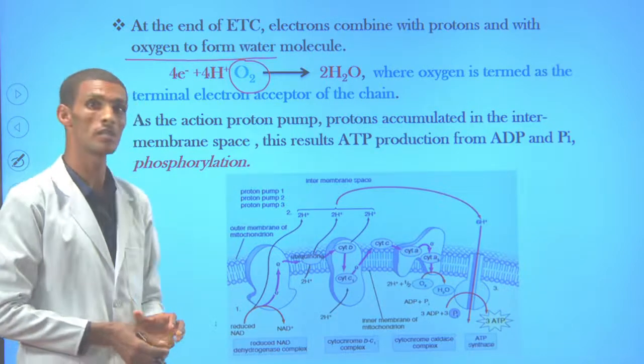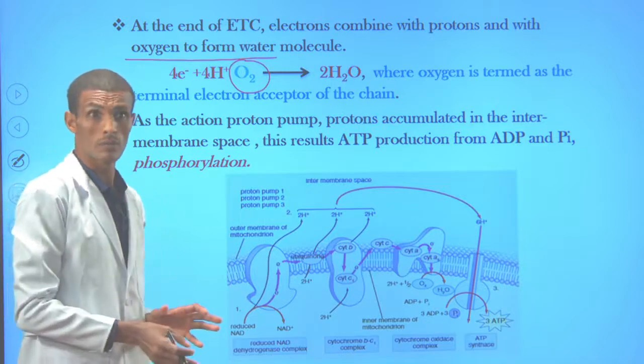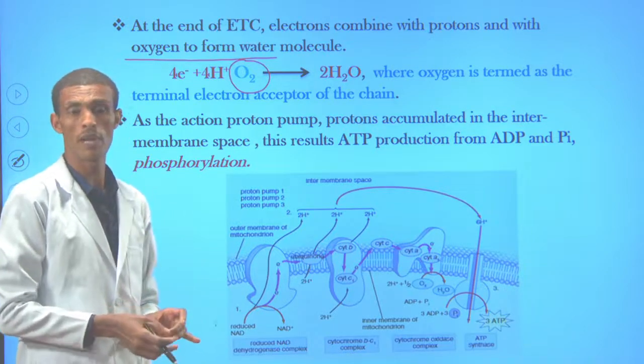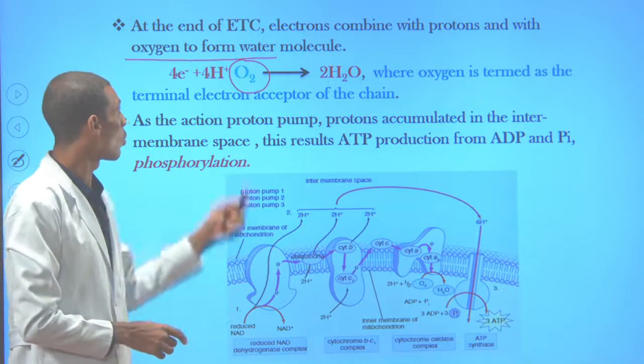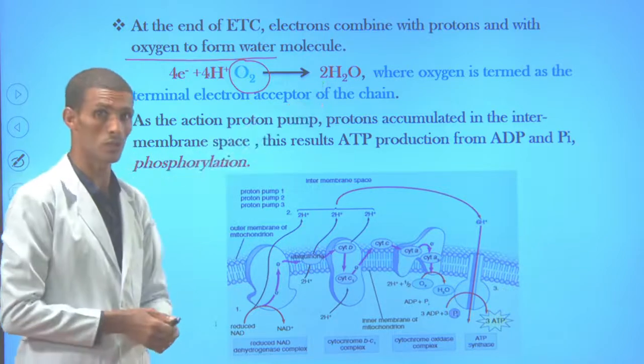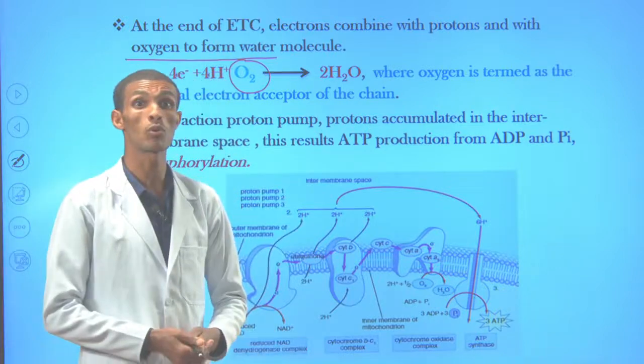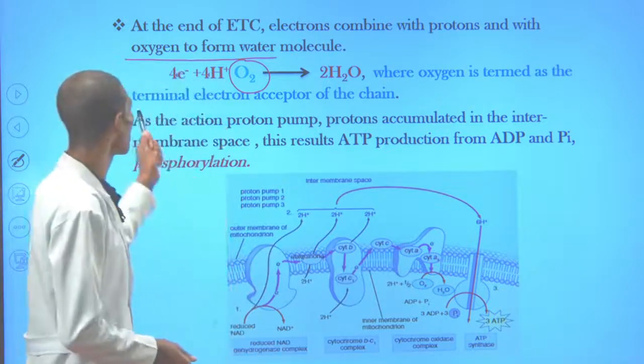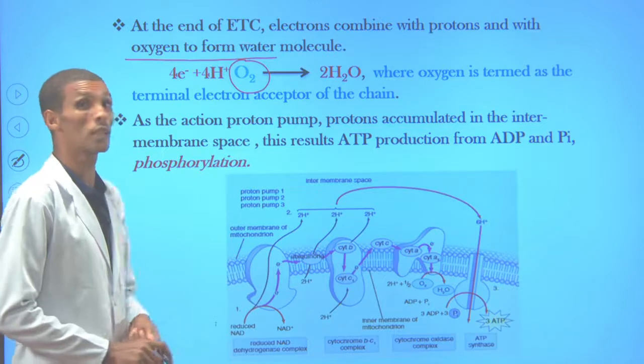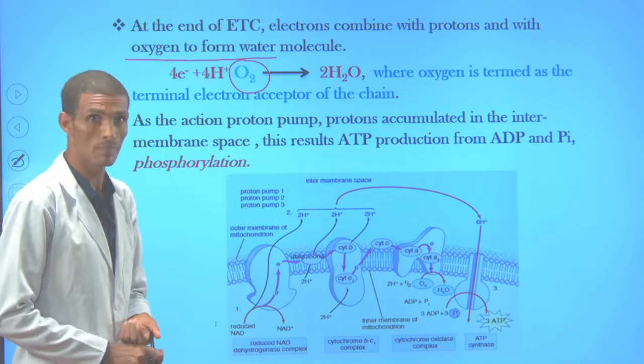Respiration ends with carbon dioxide plus water, where water is produced in this process. It is considered the final electron acceptor, the terminal electron acceptor of the electron transport chain system.